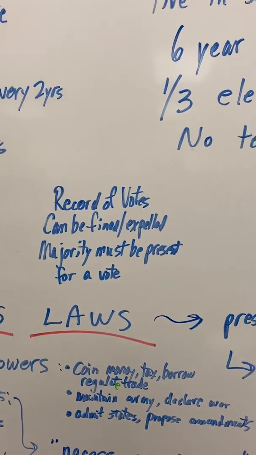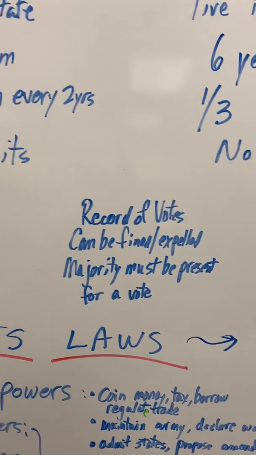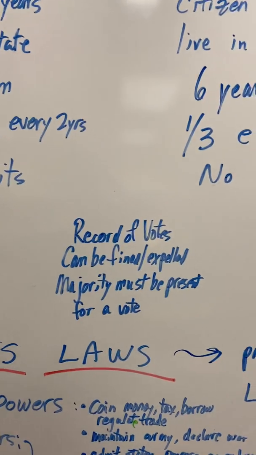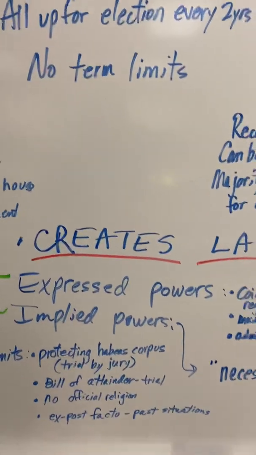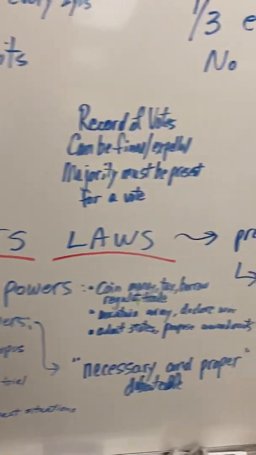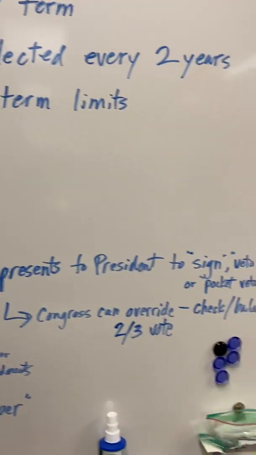Okay, some of the requirements for both houses that's outlined in Article 1 is there has to be a record of votes, they can be fined or expelled, and a majority must be present. Well, what's a majority? A majority is 50% plus 1. Okay, their main goal, the main thing they do is they create laws. Okay, they make those laws and they present it to the president.